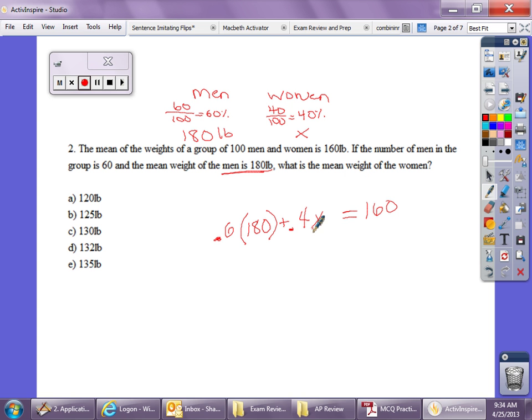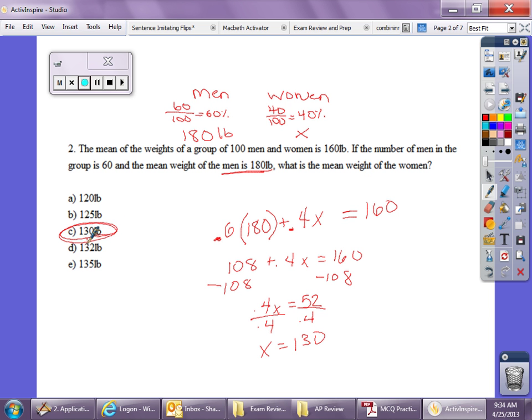0.6 times 180 is 108. I subtract 108 from both sides. 0.4x equals 52. Divide both sides by 0.4. And x equals 130. The correct answer was C.